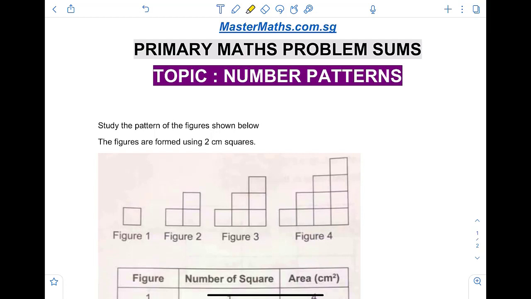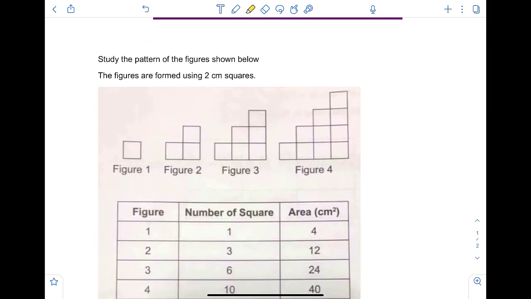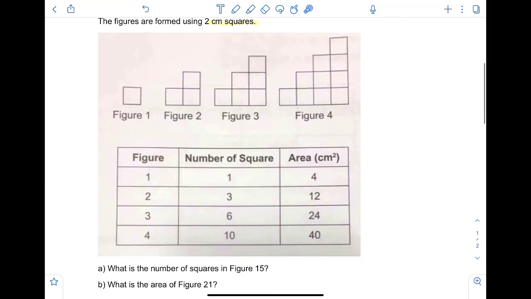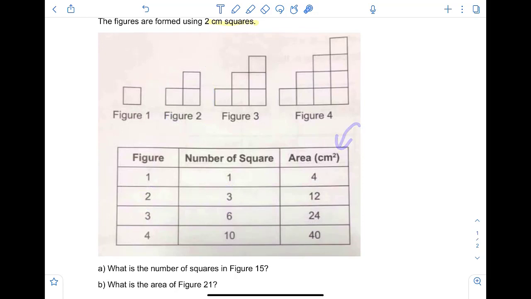Study the pattern of the figures shown below. The figures are formed using 2 centimeter squares. Alright, so in this table here, you have the figure number and the number of squares in that figure number. For example, figure 1 will have 1 square as shown here. Figure 2 will have 3 squares as shown here, and so on. And you're also given the area of the particular figure.